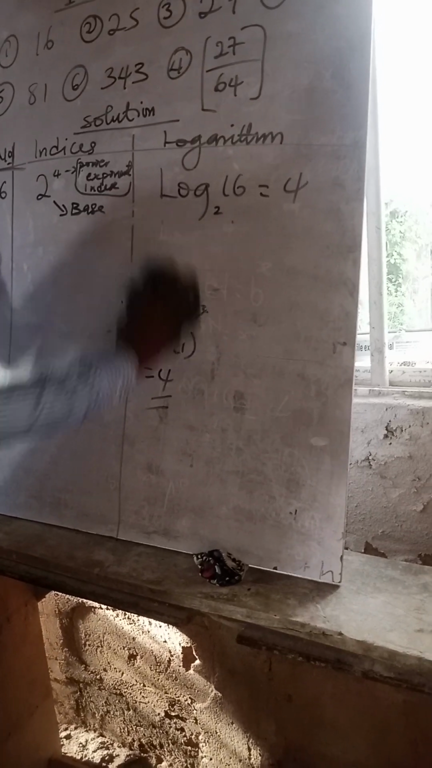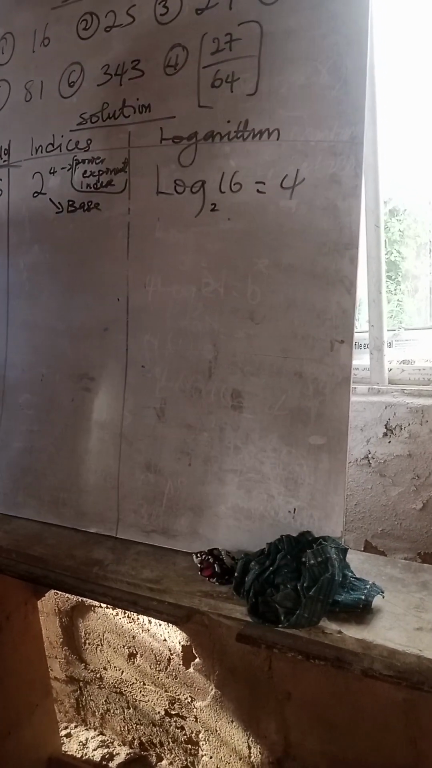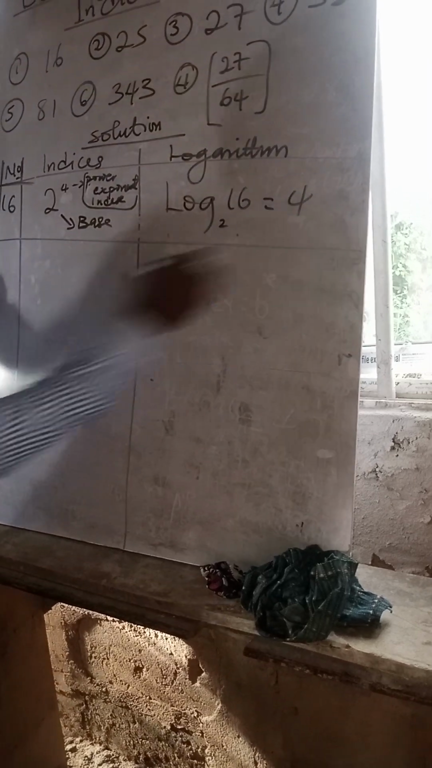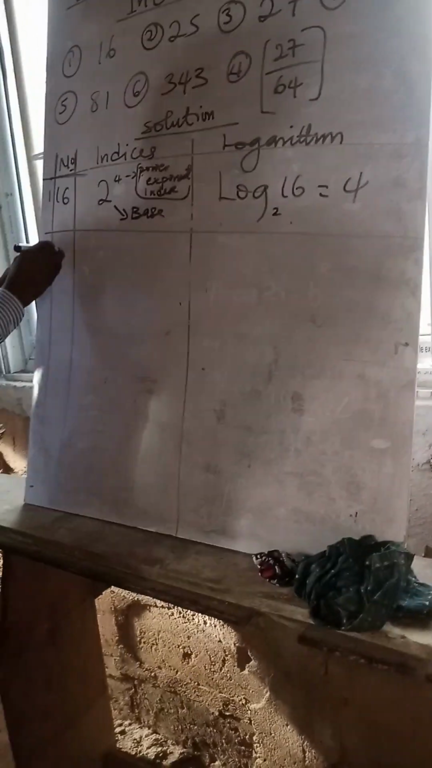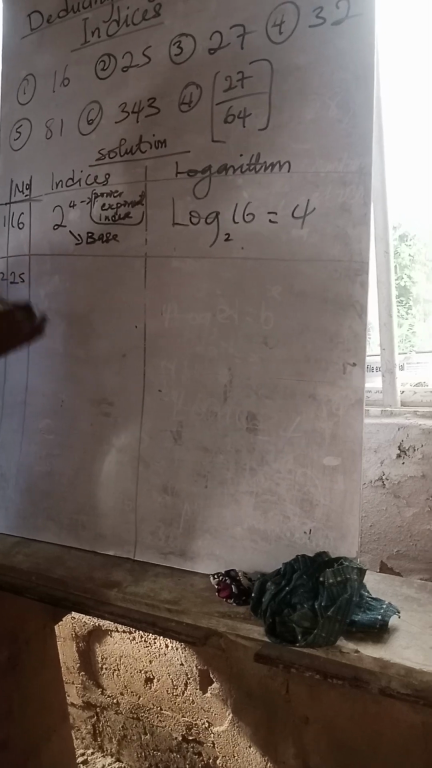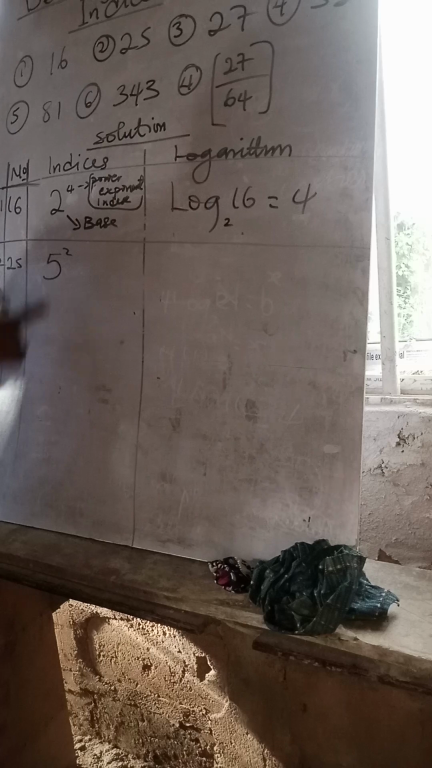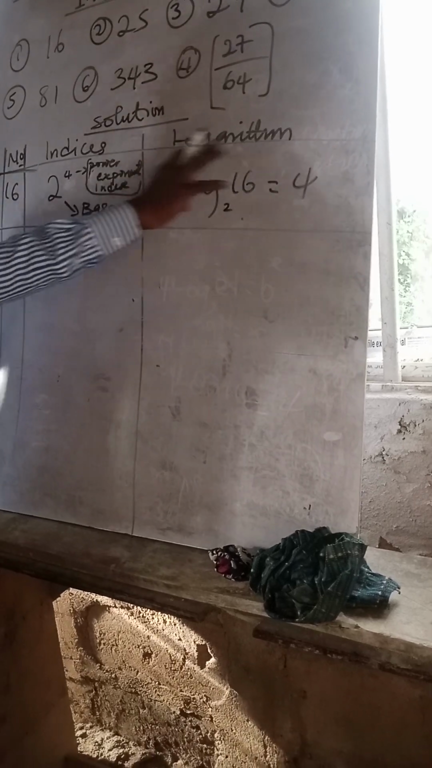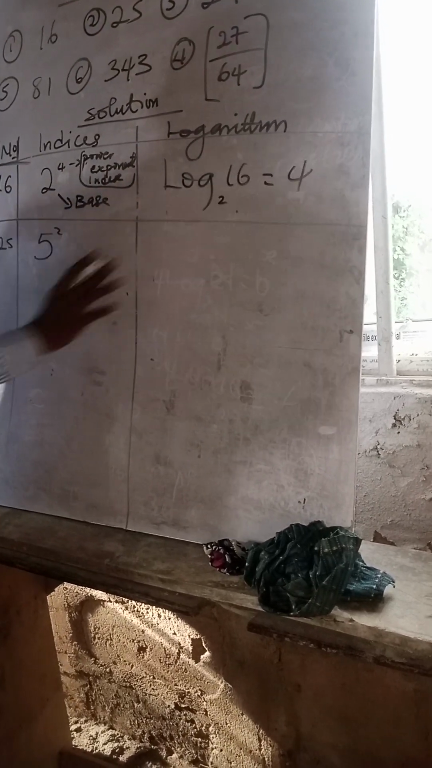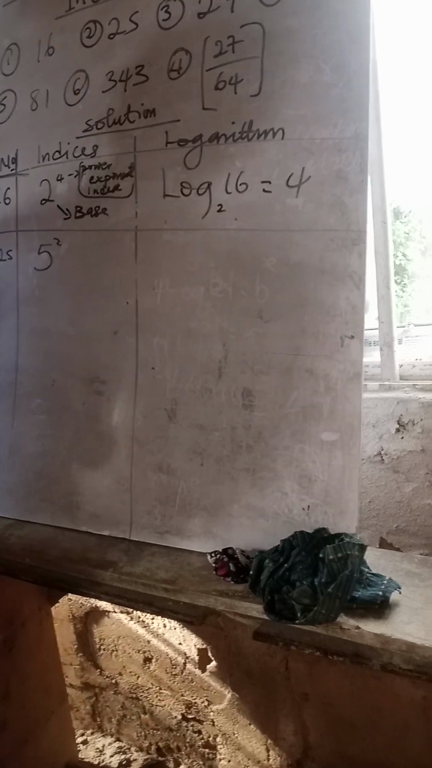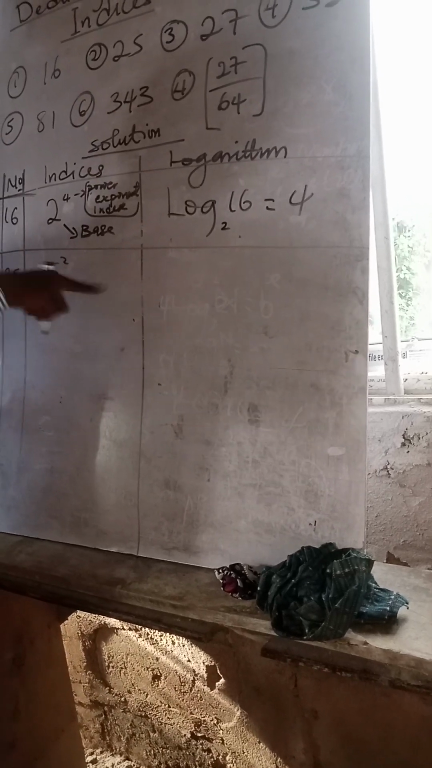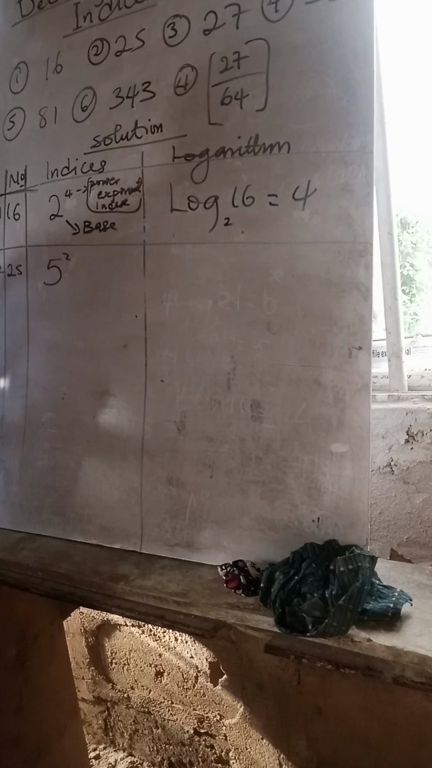Let's take the other examples. Let's take the next one. The next one is 25, which is number 2. 25 is 5 raised to the power of what? 2. Is that not what we have there? I don't need to give all this illustration again. So 5 raised to the power of what? 2. So without solving, what will be our log 25? Will this not be 2?